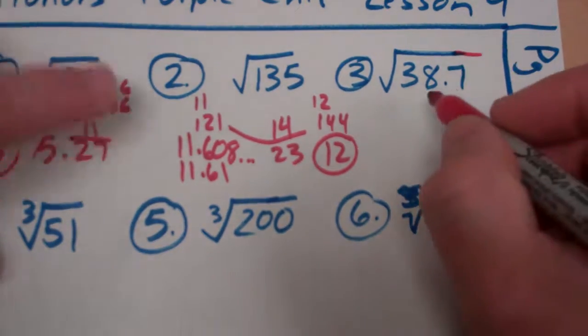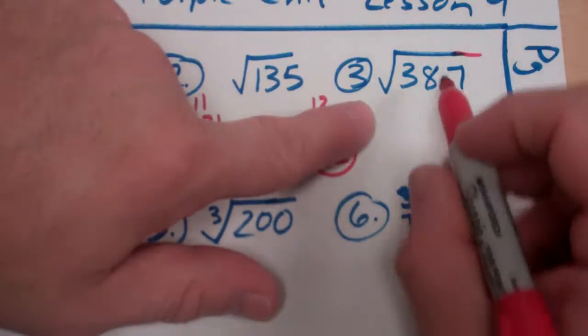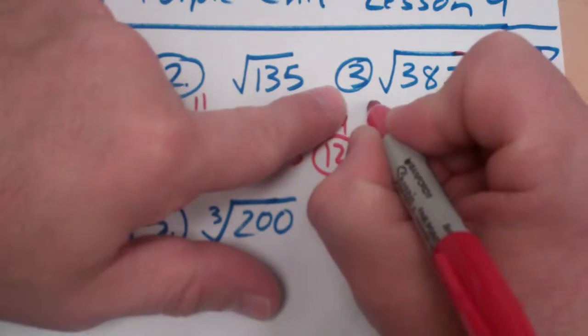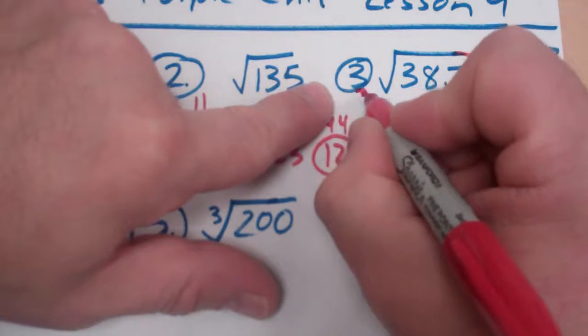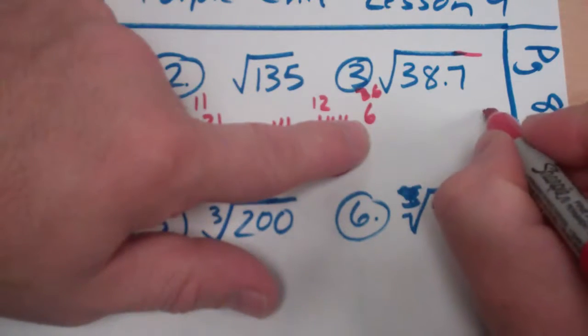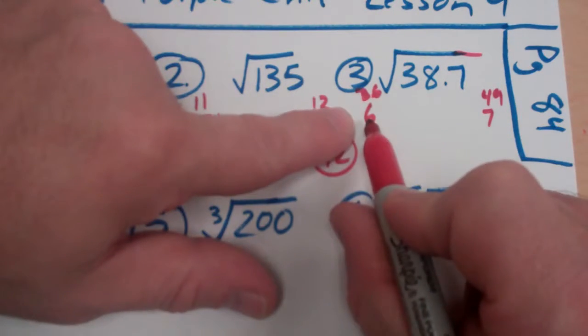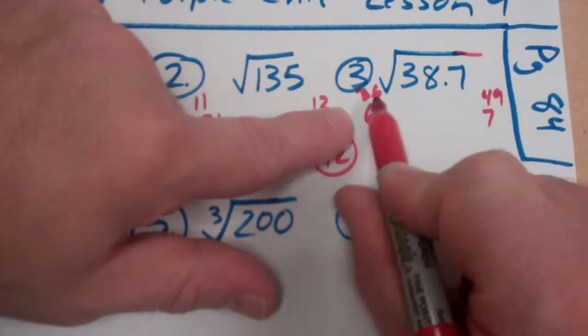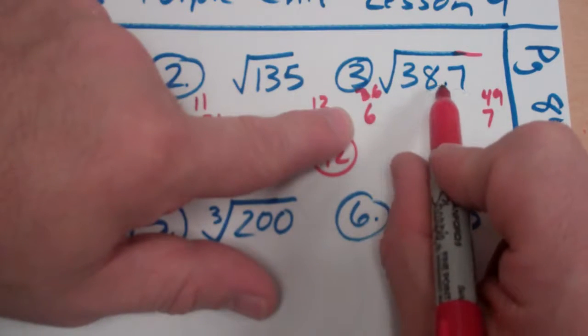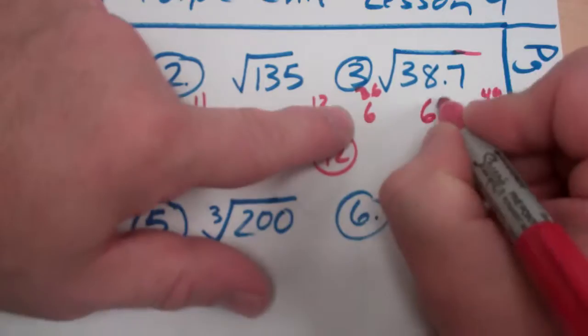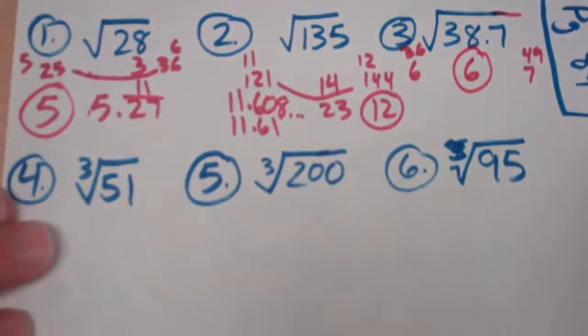Alright, so let's look at this. We'll just do this one to the nearest whole number so you see that process as well. So it's between 6 squared, which is 36, right? And 7 squared, which is 49. It is far closer to 36 than it is to 49, right? It's 2.7 away from this, and it's 10.3 away from this, so it's obviously going to round down to 6.